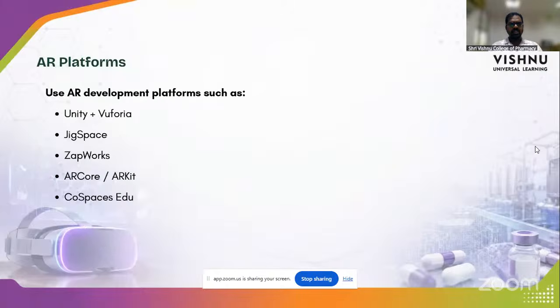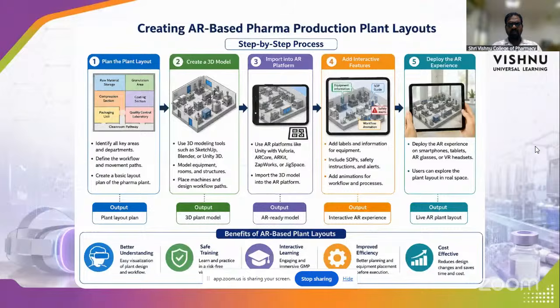As told previously, these are the AR tools that we can use, like Unity. We know most gaming companies use Unity, and we can combine Unity with Vuforia, and we can have JigSpace, ARKit, and CoSpaces Edu, which are mostly platforms available open access. So we can use these platforms to train the students. So this is a simple layout of how we can create an AR model. It's as easy as doing things in computer video editing.